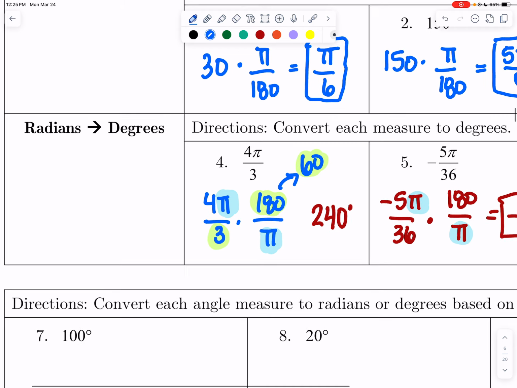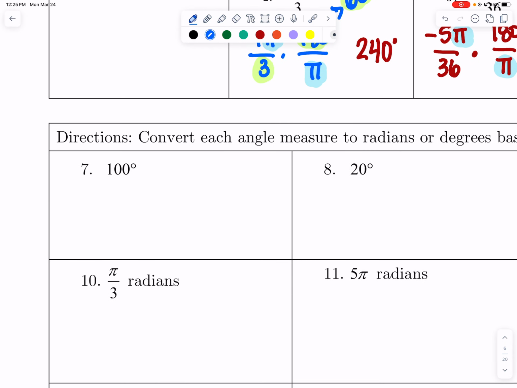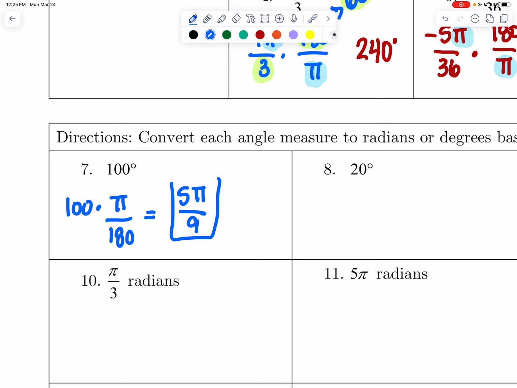For number 7, we want to convert this into radians because this is already in degrees. So that means that I need to include a pi. If I include a pi on top, then I need to have a 180 at the bottom. So now if I were to simplify 100 over 180, that's 10 over 18, or 5 over 9. So now I get 5 pi over 9 there.